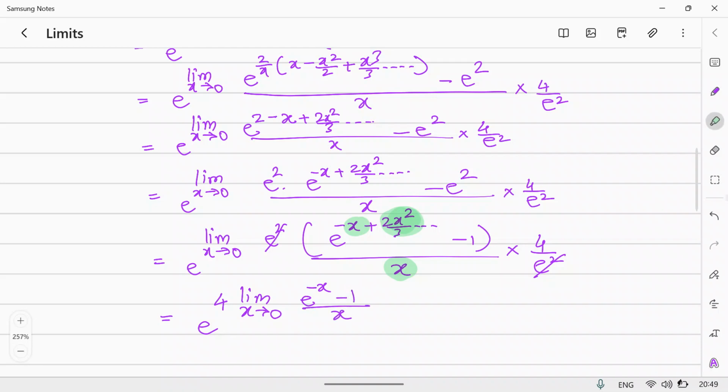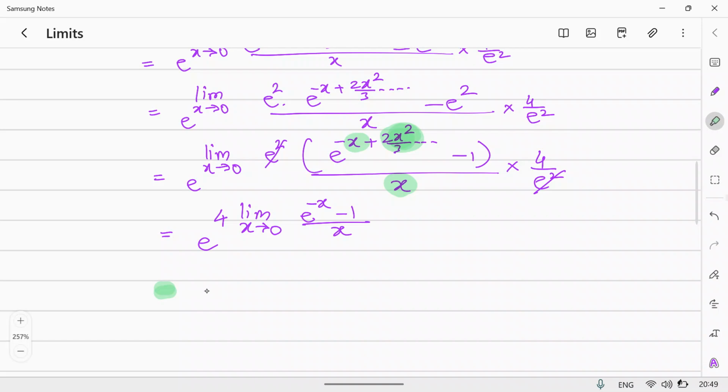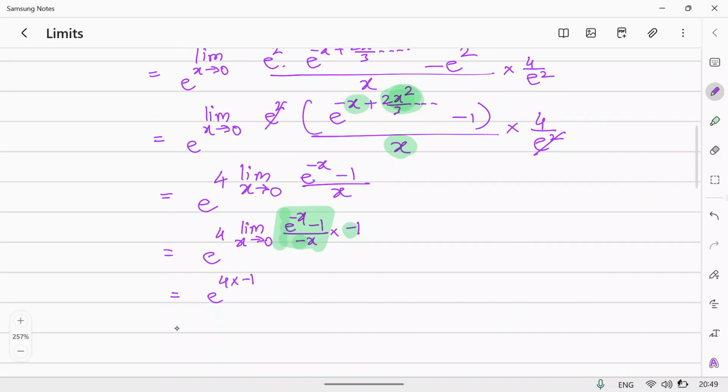Now if you have a question why I would avoid this, even if I don't avoid it, the answer will be the same, right? Because I will be adjusting it. So right now what do I need? I need e raised to 4, limit x tends to 0, (e raised to minus x minus 1) upon minus x, into minus 1. I just adjusted the minus sign over here, as you can see. Now the answer for this entire limit is 1. So this would be e raised to 4 into minus 1. So the final answer for the question, L, is e raised to minus 4. So the answer to this question is e raised to minus 4.